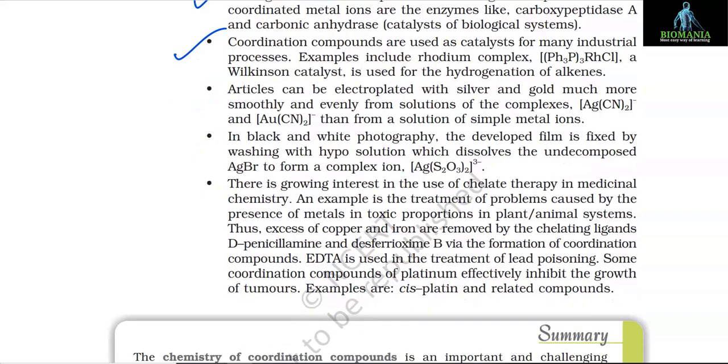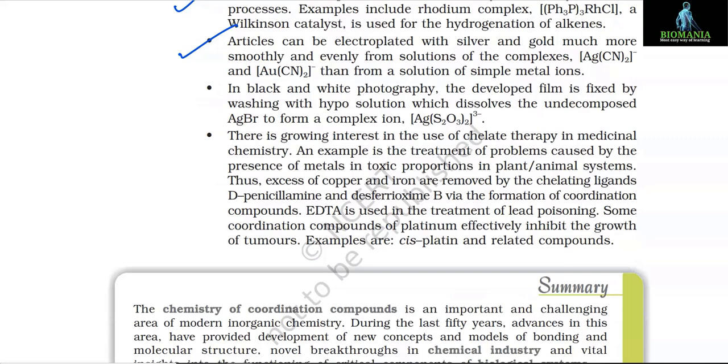Coordination compounds are used as catalysts for many industrial processes. Examples include the rhodium complex [(Ph3P)3RhCl], a Wilkinson catalyst, which is used for the hydrogenation of alkenes. Articles can be electroplated with silver and gold much more smoothly and evenly from solutions of the complexes, that is [Ag(CN)2]⁻ and [Au(CN)2]⁻, than from a solution of simple metal ions. In black and white photography, the developed film is fixed by washing with hypo solution, which dissolves the undecomposed AgBr to form a complex ion [Ag(S2O3)2]³⁻.